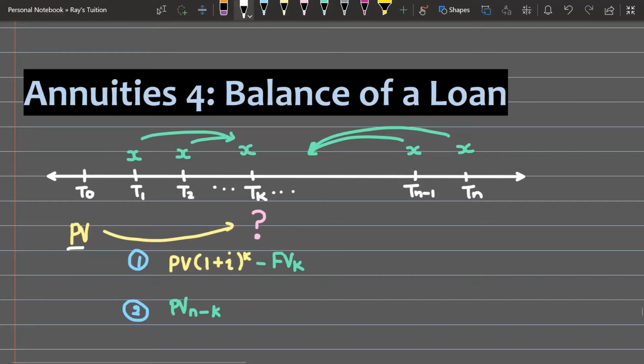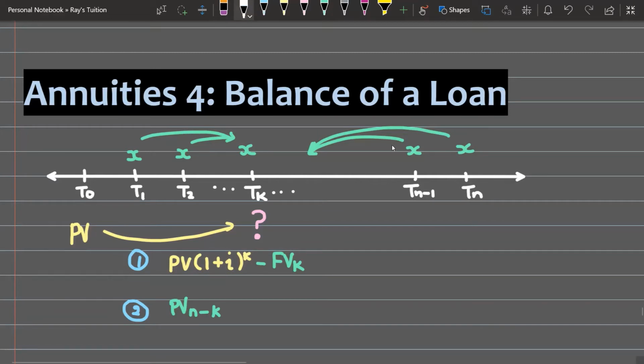Another way of looking at the balance of the loan, which is an equivalent method, is to calculate the present value of the payments that you have not made. So the present value of the N minus K payments. So you should be comfortable with both ways and practice both ways to calculate the balance of the loan, just so that you have some experience.